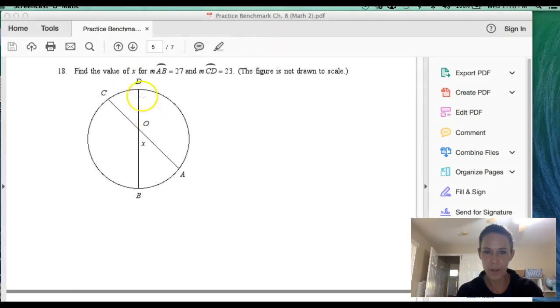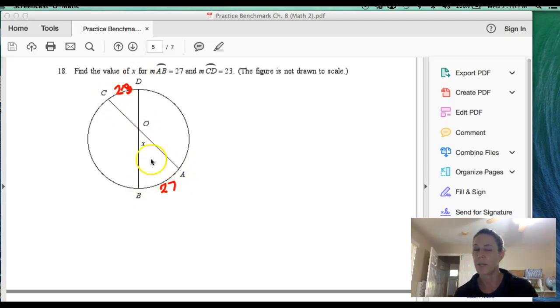Okay, find the value of x, and it says x is an angle. Arc AB, this arc right here, is 27, and then CD is 23. This is testing to see if you know the properties in section 8.6. This angle is going to be the sum of its intercepted arcs divided by 2. This angle isn't an inscribed angle, because it's not all the way over here where it would be half its intercepted arc. It's also not a central angle where it would be equal to its intercepted arc.